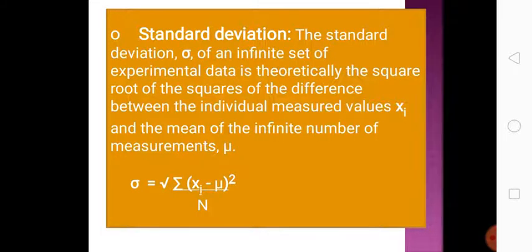Now what is standard deviation? Standard deviation, denoted by sigma, of an infinite set of experimental data is theoretically the square root of the sum of the squares of the difference between the individual measured values xi and the mean of the infinite number of measurements, which is noted by mu. We can write this mathematically: sigma is equal to the square root of the summation of (xi minus mu) squared, divided by n.